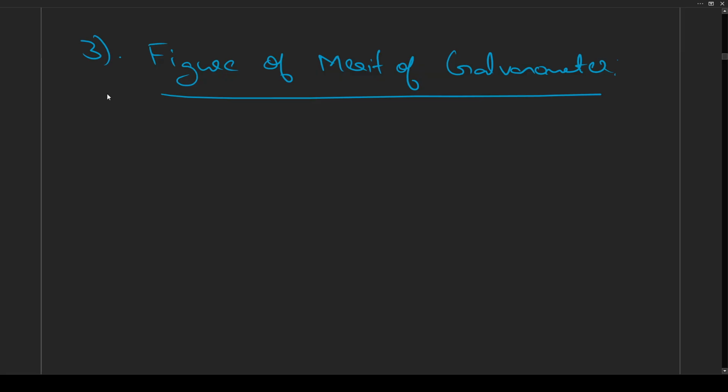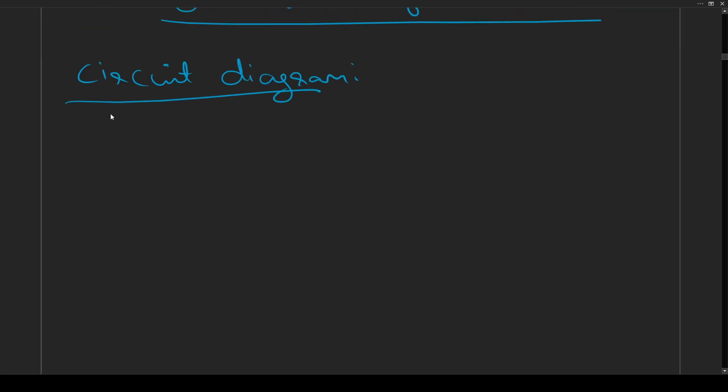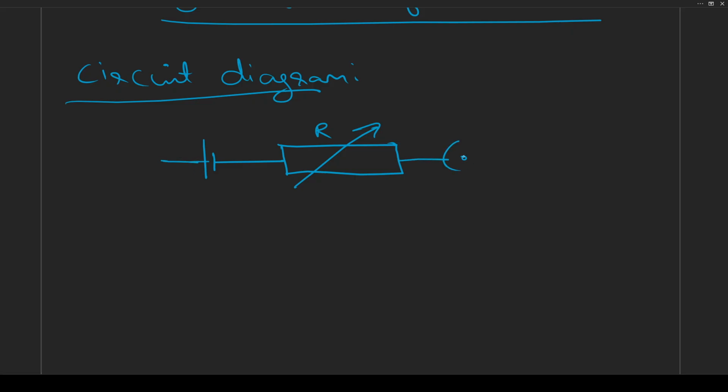So let's do the circuit diagram first. Circuit diagram here as well, it is a little hard to draw at first, but it is actually very simple. Circuit diagram is the same thing, battery first, then a resistance box. It's not a rheostat, it is a high resistance box. Then a plug key. Plug keys in this experiment are very important.